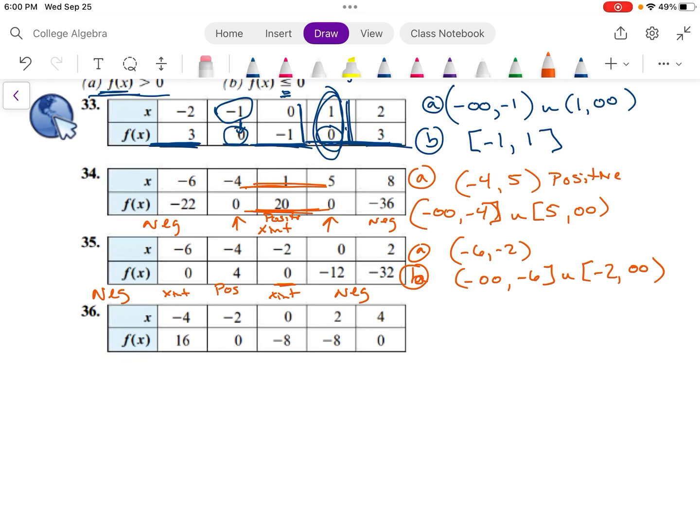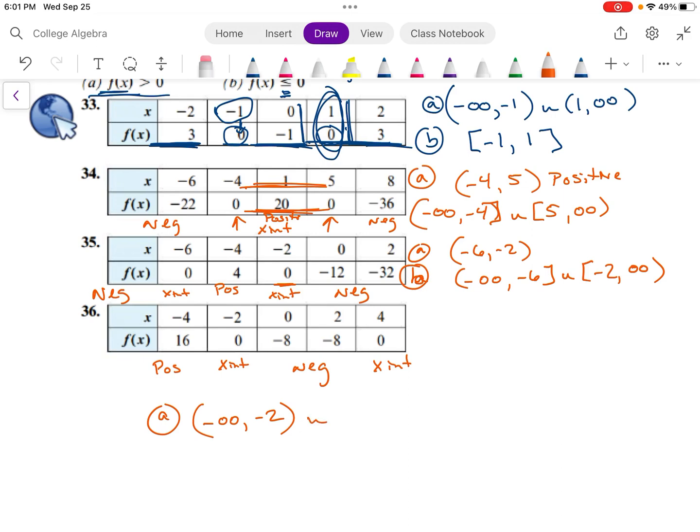All right, next one again here. I'm positive. I'm x-intercept here. I'm negative. And then I am on x-intercept here. Okay, so for part A, I am positive from negative infinity to negative 2.